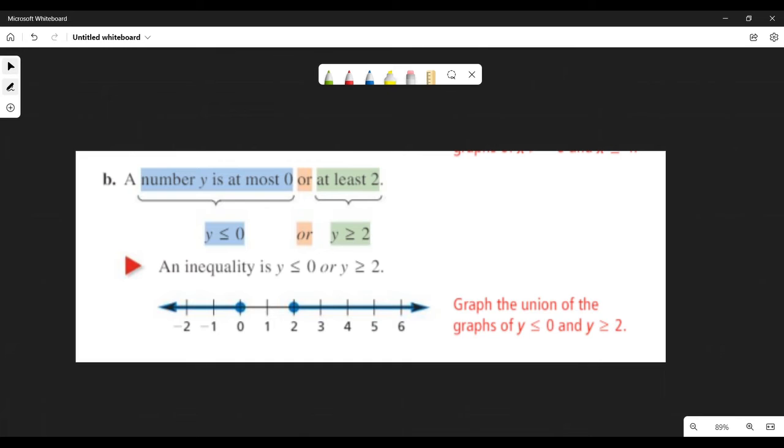Our two inequalities here would be y is less than or equal to 0, and y is greater than or equal to 2. Each one is graphed on the same number line, and the whole thing is a compound inequality. But since they do not intersect, there is no region where these two lines overlap. This is just going to be an "or" situation.